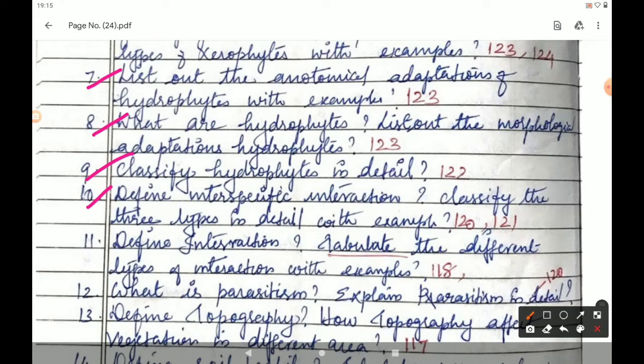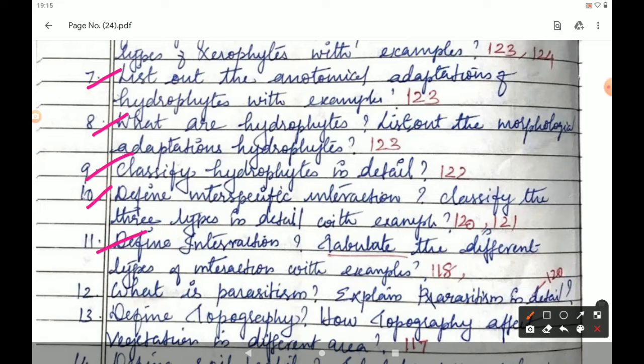Then 11th question. Define interaction. Tabulate the different types of interaction with the example. Define interaction. Answer for this question is given in page number 118, first about interaction.